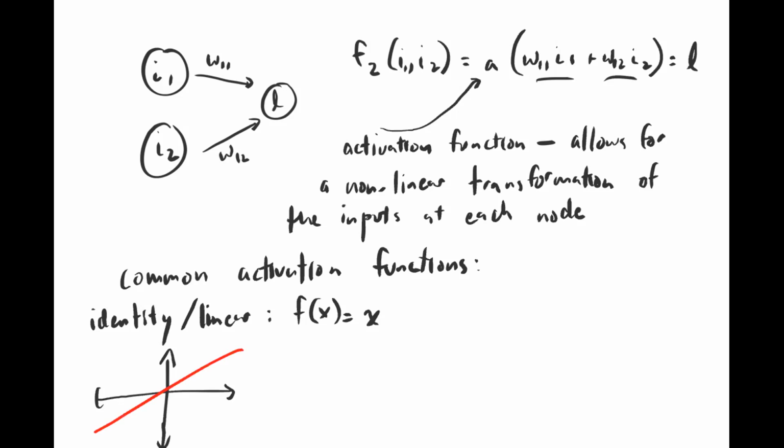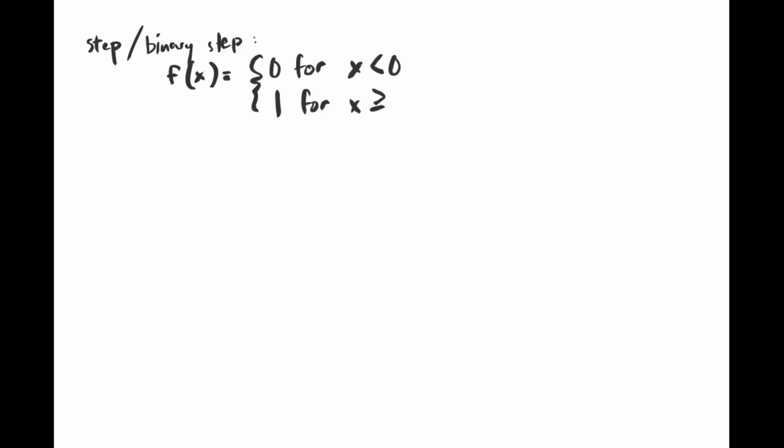Let me just jump to a new page. There is an activation function called the step function or the binary step function. And this is where you have f of x is equal to, oh, that was a terrible brace, 0 for x is less than 0 and 1 for x is greater than or equal to 1. So that might look something like, so that'll look something like this.